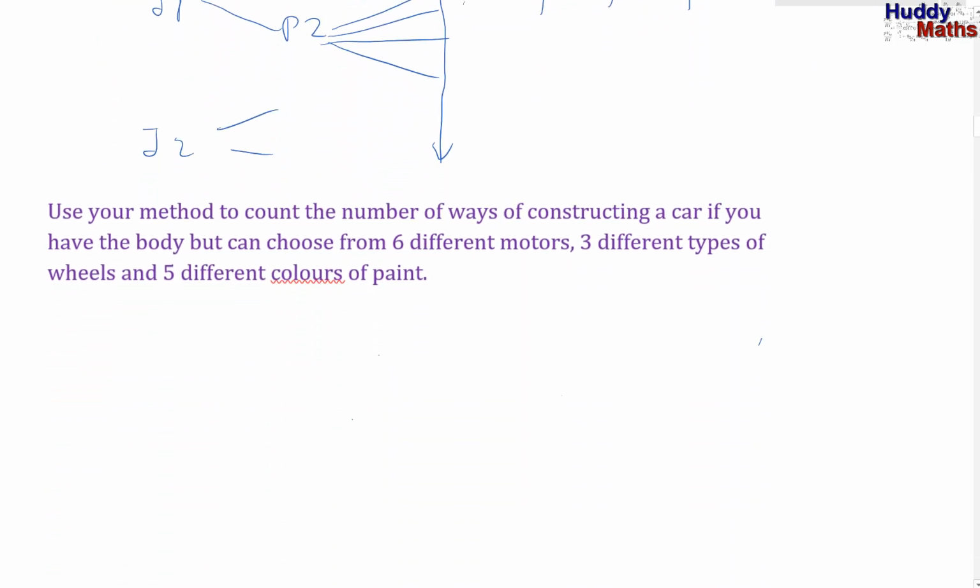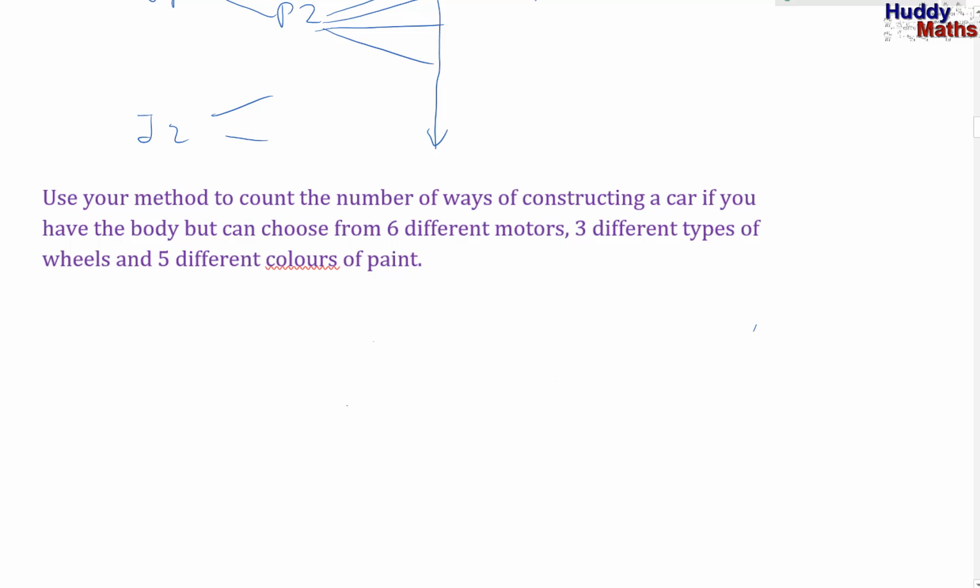What about this? Use a method to count the number of ways of constructing a car. You have the body, choose from 6 different motors, 3 different types of wheels, and 5 different colours of paint. Let's try to use it. 6 motors would go with 3 different wheels and 5 different colours of paint. Do you agree? That would be 90 ways.